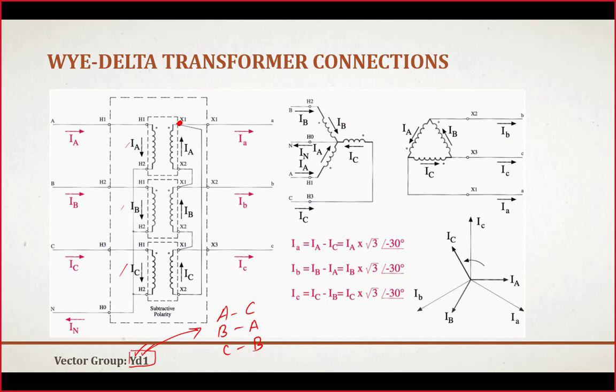If I put a dot over here at this node, current IA is flowing towards this node and this current downward is IC. So difference of IA and IC will be IA. So here this IA is IA minus IC. These capital notations over here just show that this current is perfectly in phase with this one if we ignore the difference in magnitude due to the transformation ratio.